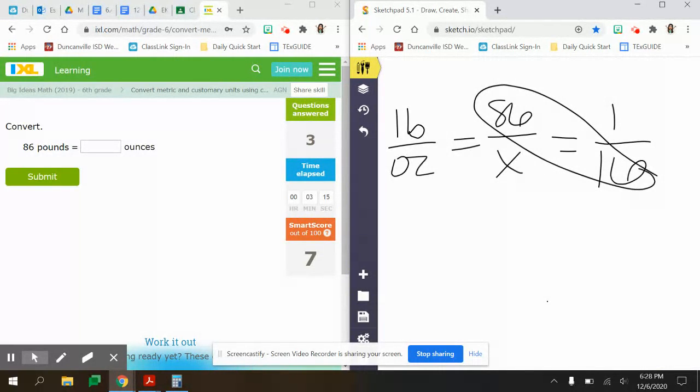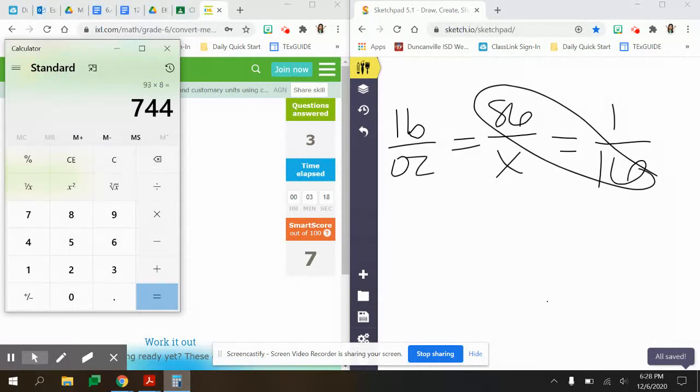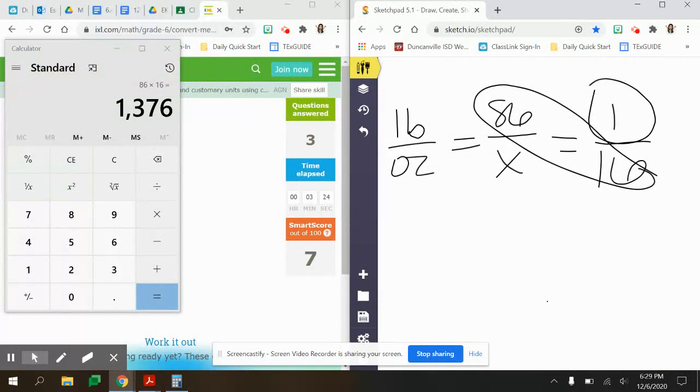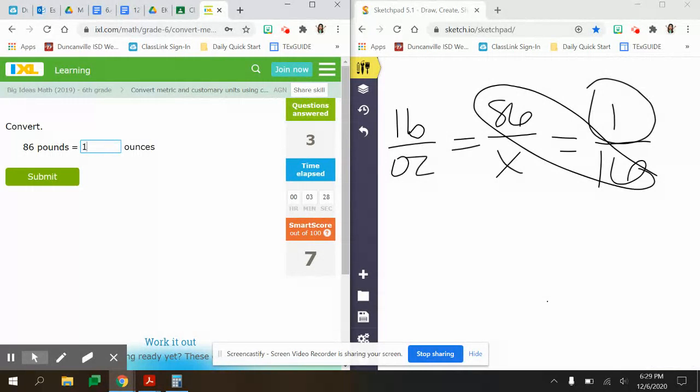Cross multiply 86 times 16. That's 1,376. And I'm going to divide by 1, but I really don't need to. So 1,376. There we go.